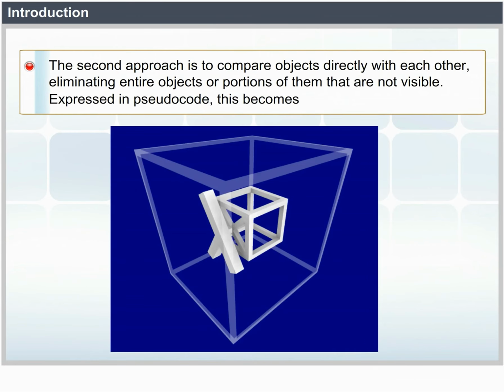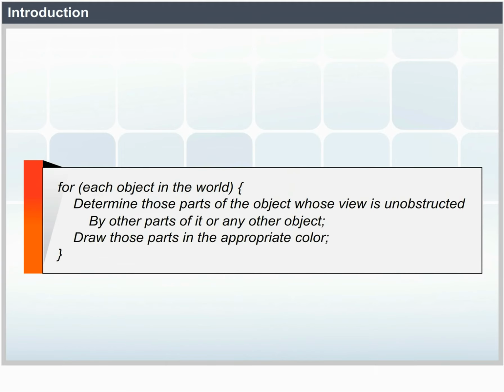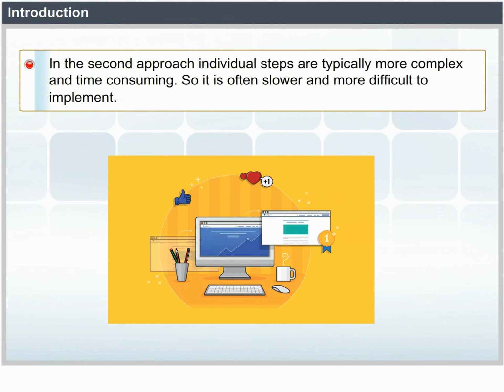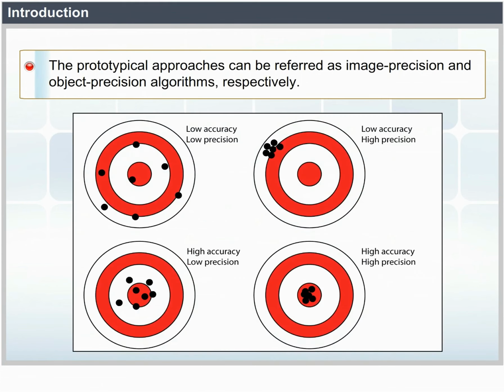The second approach is to compare objects directly with each other, eliminating entire objects or portions of them that are not visible. Expressed in pseudocode, this becomes as shown on the screen. In the second approach, individual steps are typically more complex and time-consuming, so it is often slower and more difficult to implement. We refer to these prototypical approaches as image precision and object precision algorithms, respectively.